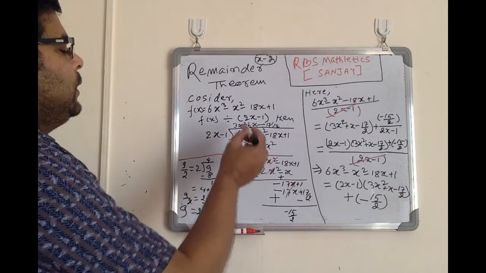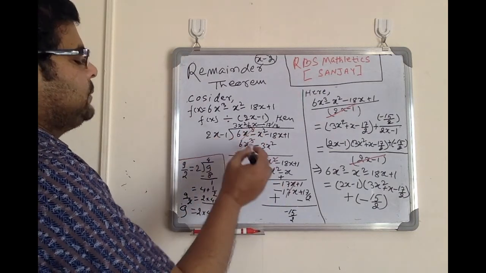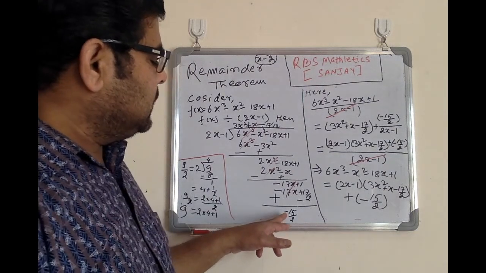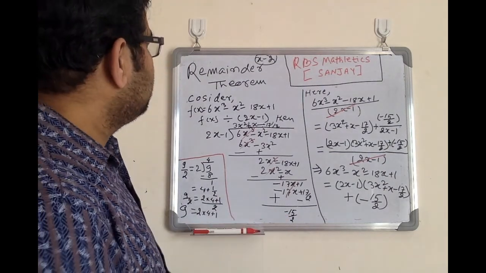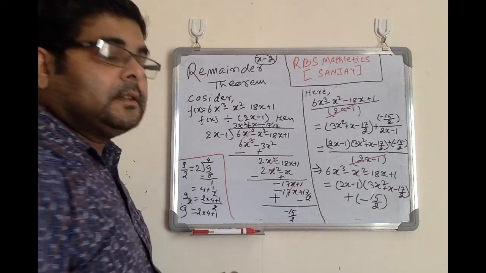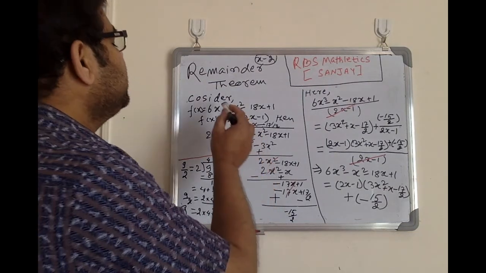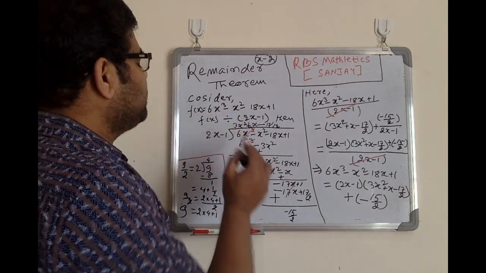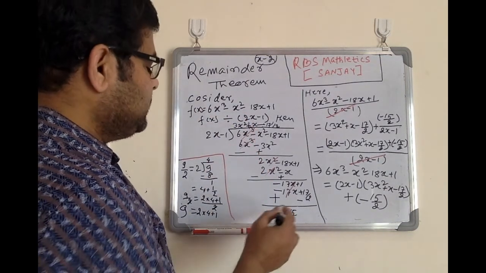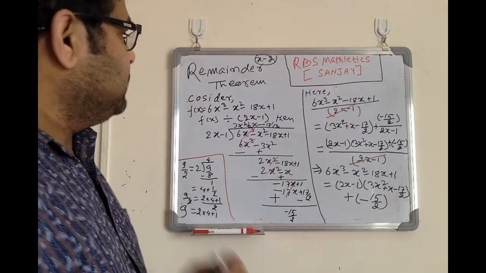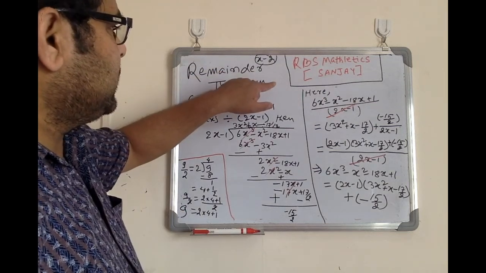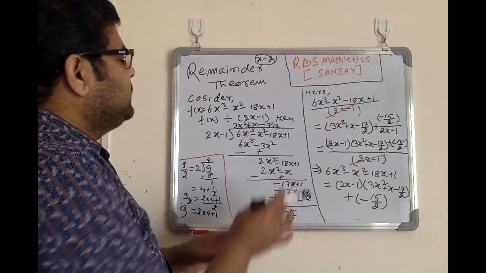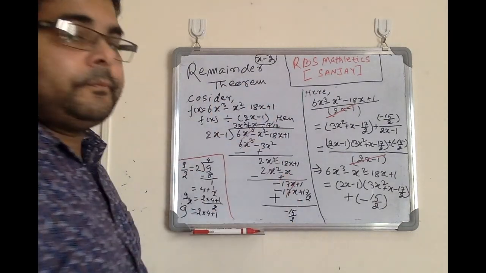So once you divide by 2x minus 1, there is a remainder of minus 15 by 2. That means we can say that 2x minus 1 is not a factor of the given polynomial. In order for 2x minus 1 to be a factor of the polynomial, there must be remainder 0. But as we are talking about the remainder theorem, we shall look for some pattern that we can develop through this kind of division.